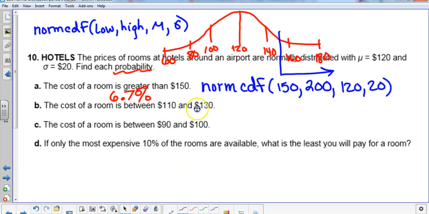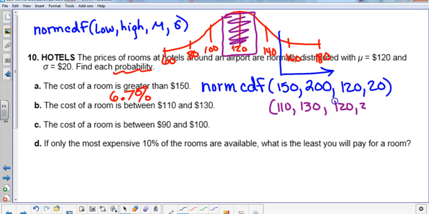Did I finally make it make some sense? Now, it says between 110 and 130. This means right around in here. What percent would we get? That's even easier, right? We don't have to think about the top. They gave us both the bottom and the top. 110 to 130, 120, 20. Anybody in agreement with Benji? 38.3?